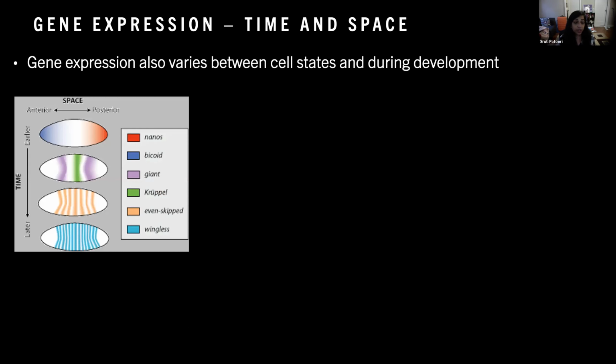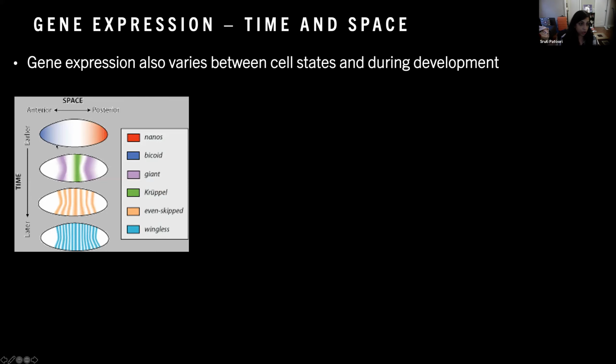And I mentioned there's this dimension of space and time, right? So gene expression doesn't vary just between cell types, but it varies between cell states. And it varies a lot during development, which is a lot of what I've studied. That's one of the reasons that gene regulation is such an active area of study in eukaryotes.